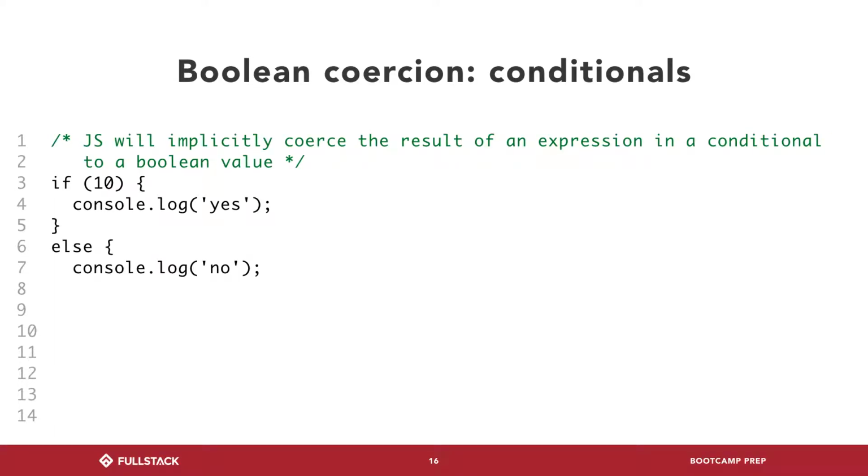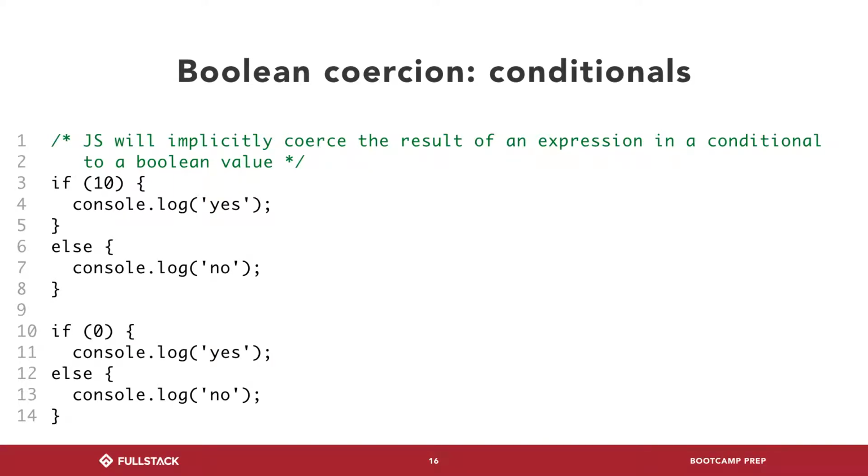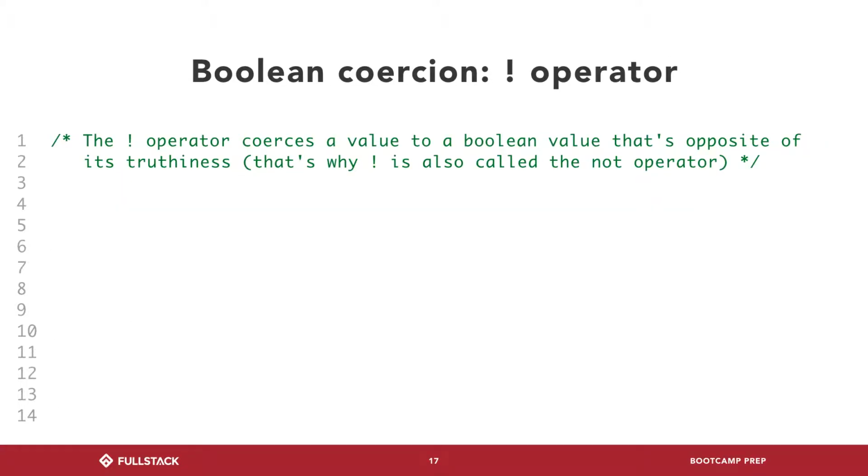So similarly, if I have this, it's going to console log out yes all the time. Or if I have if 0, I'm going to console log out no all the time. Same idea. Any questions so far before we go to the last two things?